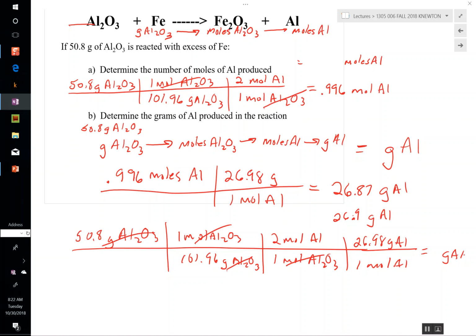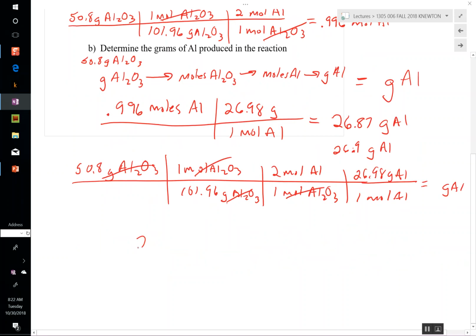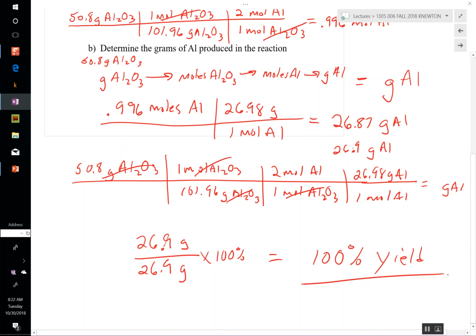What happens in the real world? You never get that much aluminum out of this reaction. It will always be less than 100% yield. If you did this reaction and got 26.9 grams, you would do a calculation like this: this is what I actually got, divided by my theoretical, times 100%. I got a 100% yield. This is like acing the final exam. You got a perfect score. Didn't miss a thing. That's theoretical yield.